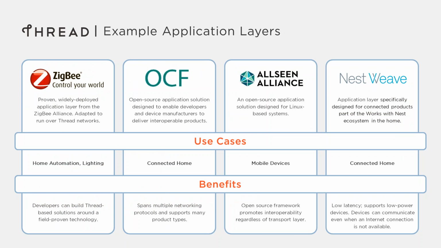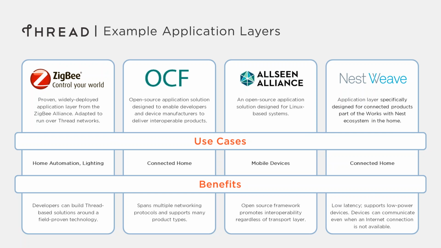So here are some example application layers. We get asked often about why Thread doesn't include the application layer, so I gave you a little explanation of that. Our members are made up of various different market segments and applications and different use cases and have different requirements for what the user experience is about. And with Thread, we stay focused on making sure we're providing the best technology to connect the products. So here is a list of 4 different application layers that are examples: Zigbee, OCF, AllSeen, and Nest Weave.